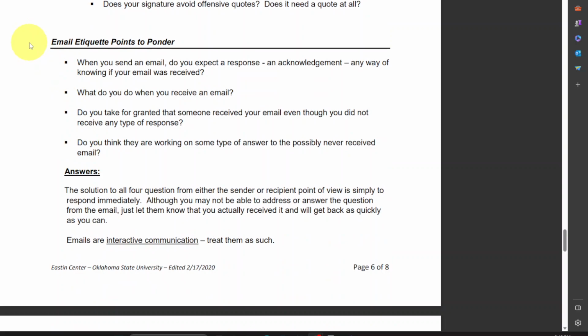Email etiquette points to ponder. When you send an email, do you expect a response, an acknowledgement, any way of knowing if your email was received? What do you do when you receive an email? Do you take for granted that someone received your email even though you did not receive any type of response? Do you think they are working on some type of answer to a possibly never received email?